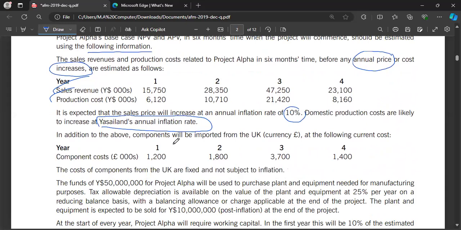Now, in addition to the above, components will be imported from the UK. When you import components from the UK, the component cost is in pounds. The costs of the components from the UK are fixed and not subject to any inflation. Now, funds of Y50,000 for project Alpha will be used to purchase plant and equipment needed for manufacturing purposes. Tax allowable depreciation is available on the value of plant and equipment at 25% per year on a reducing balance basis, with a balancing allowance or charge at the end of the project. The plant and equipment is expected to be sold for YS 10 million at the end of the project.